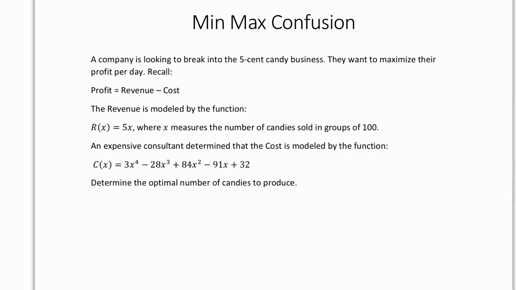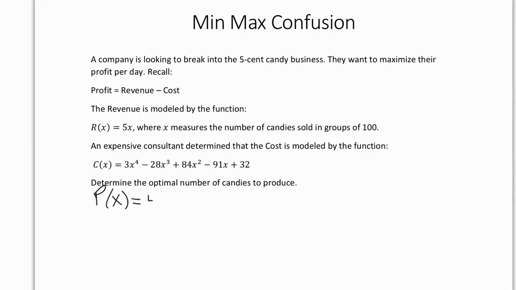Now, each one of these terms stands for something different. We can't really draw a diagram here, but thankfully our expensive consultant has figured out the formula for us. Now the question is, of course, determine the optimal number of candies to produce. We want to make the most money possible while we're breaking into this business, so let's see what our optimal value would be. Well, profit is what we want to maximize, and profit is equal to revenue minus cost.